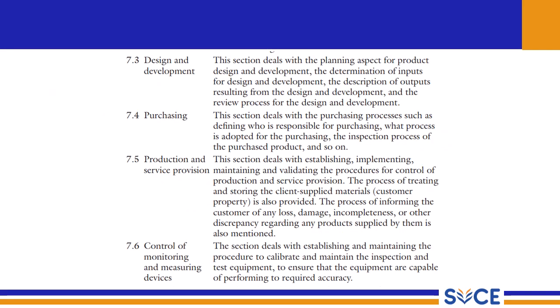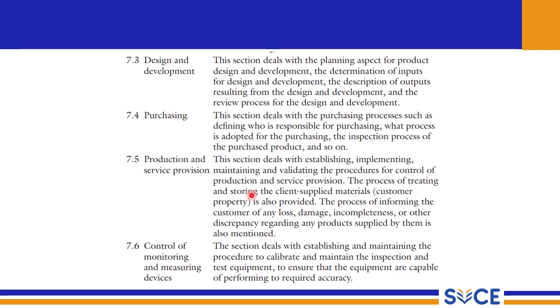So you can see in 7.3 design and development. It deals with the planning aspect for the product design and development, determination of inputs for design and development, description of outputs, development and design, and the review process for design and development. In the purchasing section, this deals with the purchasing process.